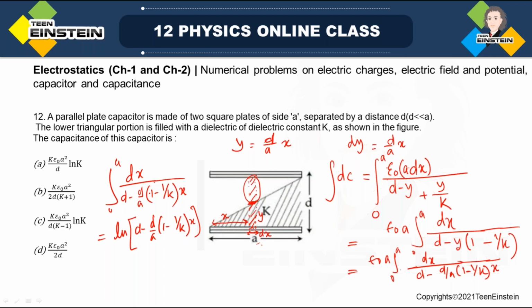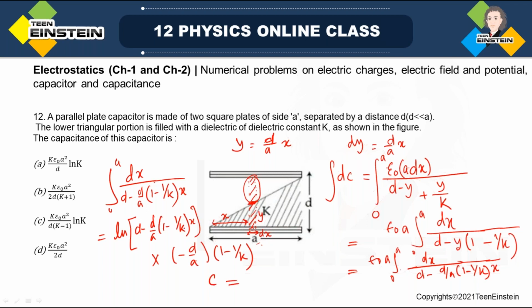And see, since it is not exactly x, there will be a multiplication term minus d by a into 1 minus 1 over k. So this is the term. Now if you put the proper limit, then you get the total C.